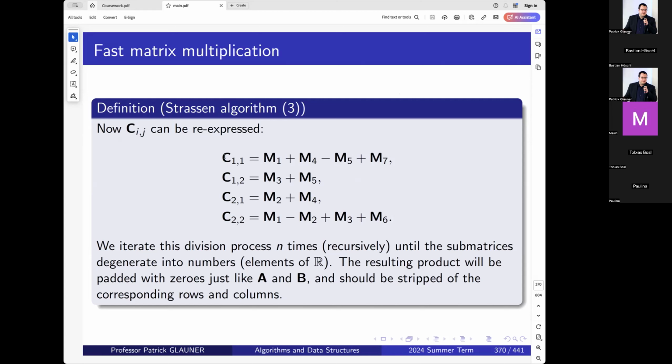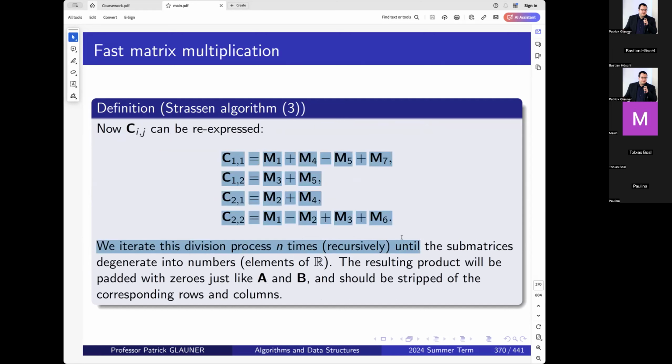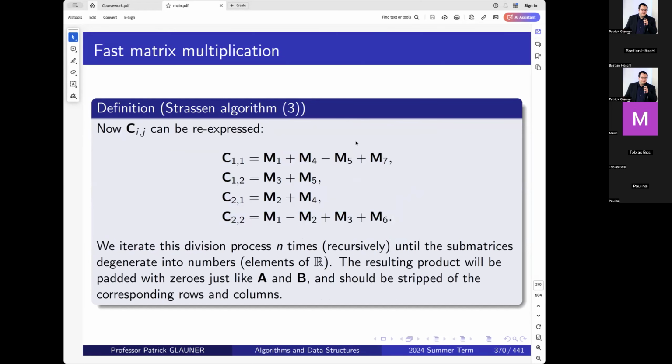And the Strassen algorithm re-expresses these 4 C's by adding and subtracting these auxiliary matrices and calculating the auxiliary matrices. I need to introduce additions, but I have fewer multiplications. I only have 7 multiplications, not 8. Feel free to try on your own if this is correct. You can obviously try to calculate this on your own and test if C11 to C22 are correctly calculated. And you need these auxiliary matrices and finally add this together.